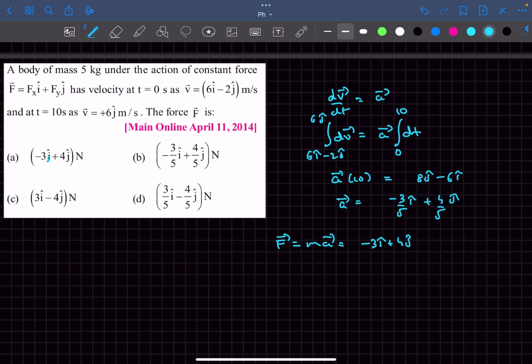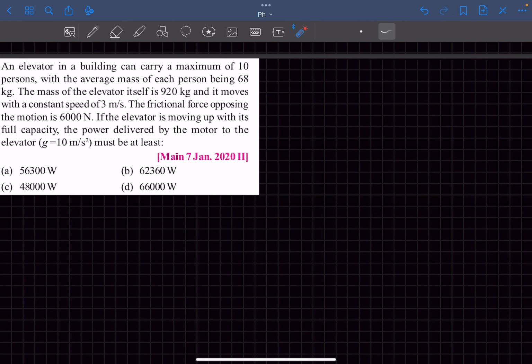So there's a printing mistake here. This would be i cap. Option A would be the right answer. Moving on to the next problem.